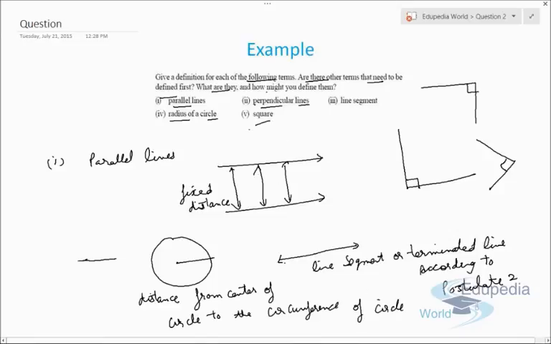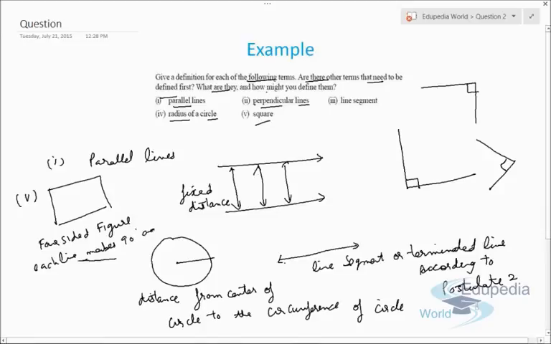Now a square we can define as a four-sided figure. Each line makes a 90-degree angle with each other, and all lines are equal, or terminated lines are equal. So this is how we can define each and everything.